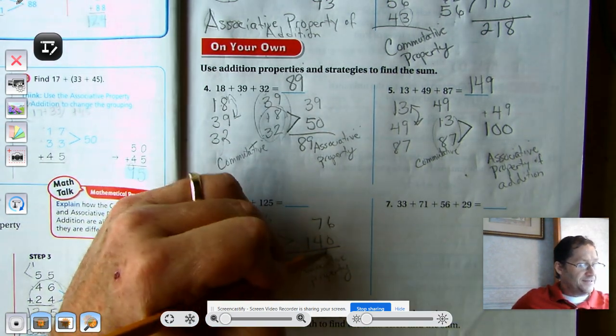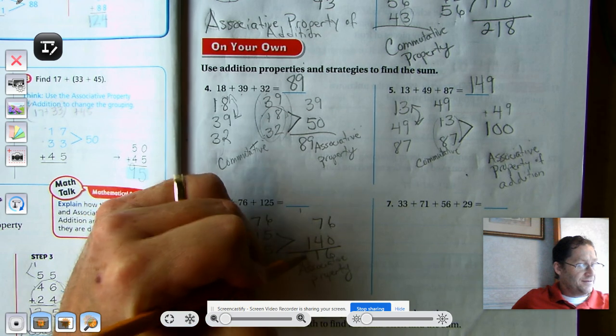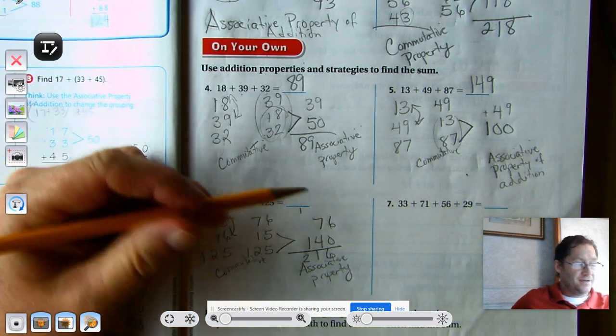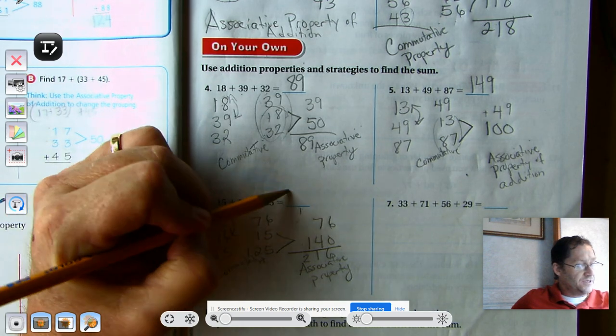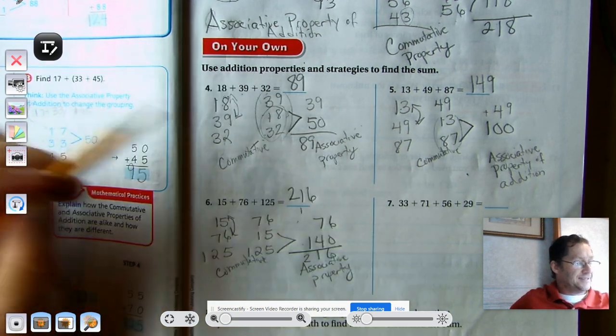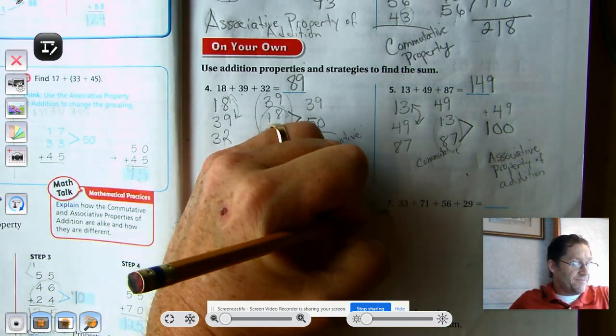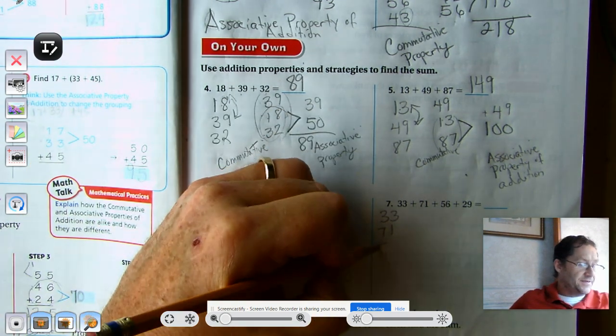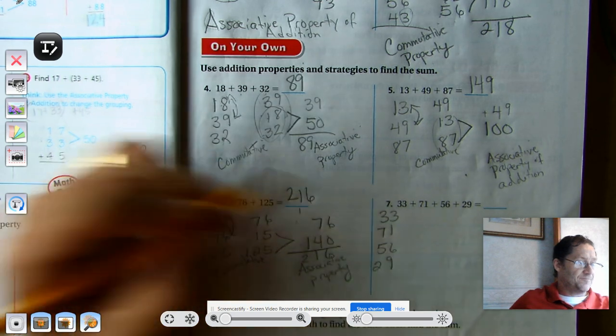And 6 and nothing is 6, 11, 11 tens, regroup to 100. 100 plus 100 is 200. So 216. Number 7, 33 plus 71 plus 56 plus 29.